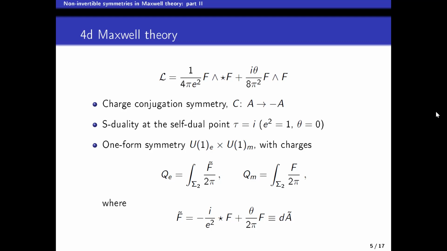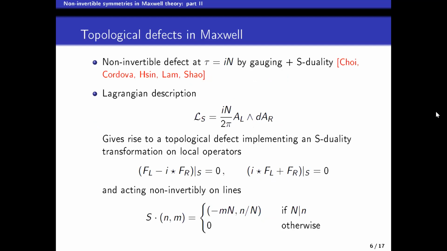Okay, so this is Maxwell theory, and it has already been reviewed that this theory admits a non-invertible defect at tau equal i N, for which Kostis reviewed the construction by composing gauging and S duality in half space. Now, let me also say that there is an easy Lagrangian description of this defect. Basically, the Lagrangian on the defect is simply a mixed Chern-Simons term between the restriction on S of the two gauge fields with some integer Chern-Simons level. And this gives rise to a topological defect which implements an S duality transformation on local operators, because these are the equations of motion on the defect that you get by varying this action.